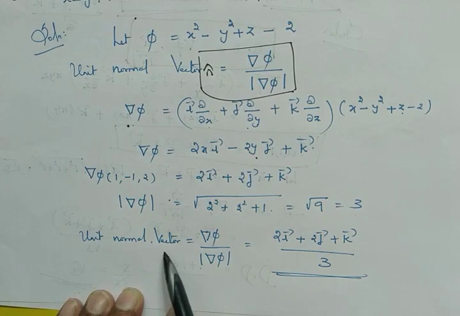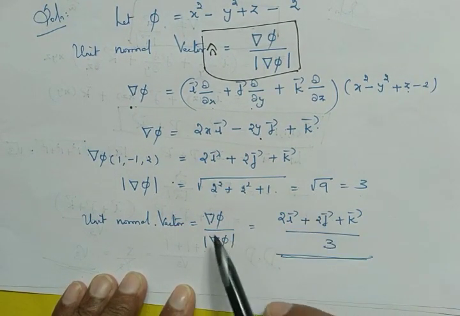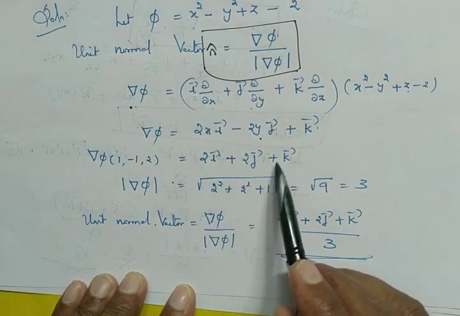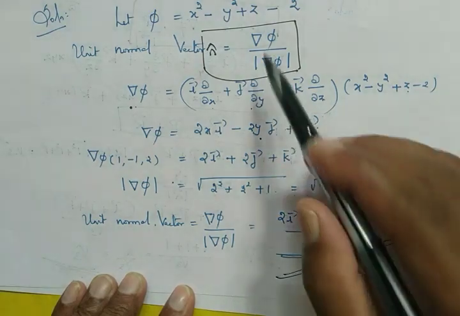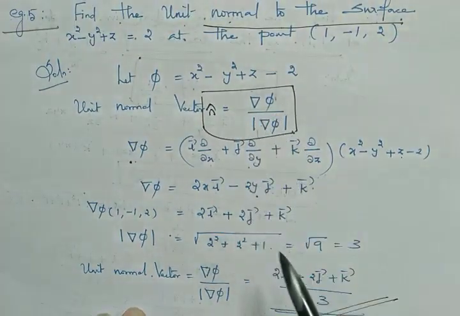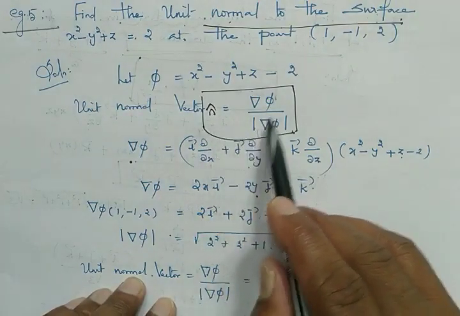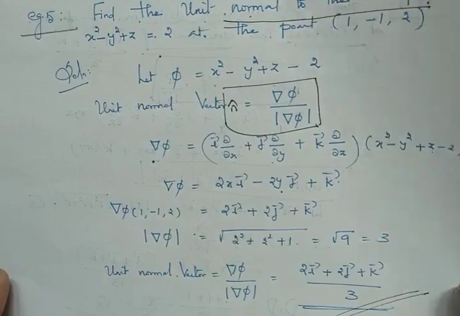Now the unit normal vector formula is del phi divided by modulus of del phi. You have del phi as 2i plus 2j plus k, and the modulus of del phi value is 3. Therefore the unit normal vector n cap is del phi divided by modulus of del phi. So do remember this. Sometimes they may ask this alone in multiple choice questions.